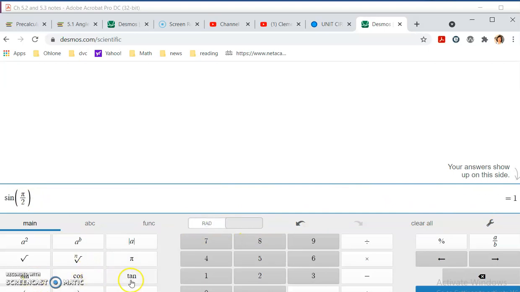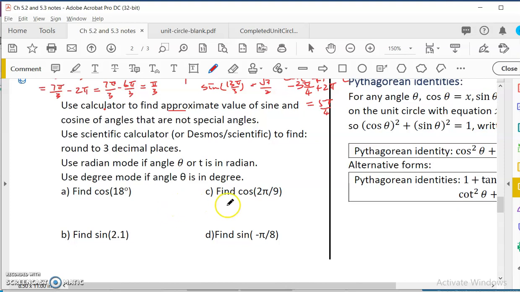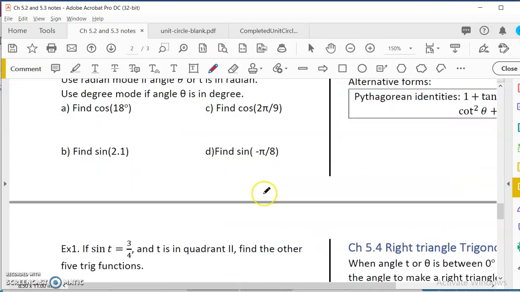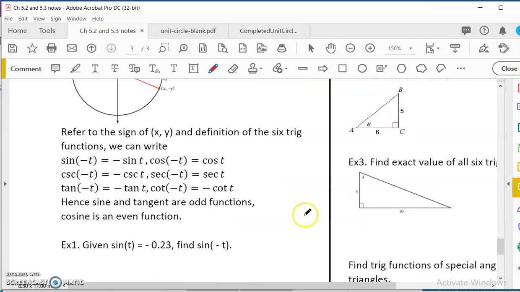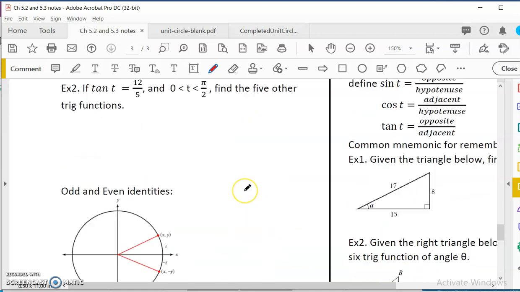And then you have sine, cosine, and tangent. Only sine, cosine, and tangent. If you need secant, cosecant, and all those, you have to use the reciprocal properties of them. Namely, let's go back to the notes. If you look, this is sine and cosine only. Let me make sure that I do talk about it later. Yeah, I will talk about that later.